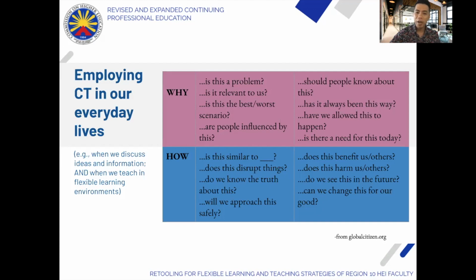These are also very important. Like for instance, if you think of the why question, I'll give you time to look at it. Why is this a problem, right? And why has it always been this way? Which is prompting us to, again, ask and reflect, but at the same time, explore possibilities of taking action. And how do we know the truth about this? Again, going back to the definition of critical thinking earlier, ascertaining the veracity of certain information. And how can we change this for our good?